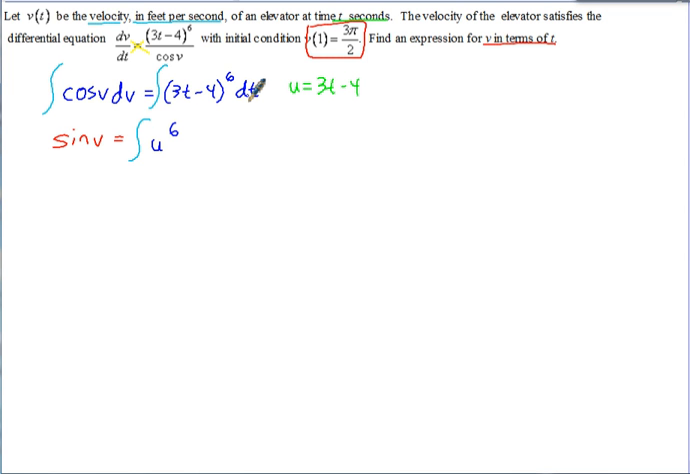But we still need to replace the dt with du, so the way we do that again is to take the derivative of what you said u equal to. So du dt, the derivative of 3t minus 4 is just 3, and then solve that for dt, multiply both sides by dt, which gives you du equals 3 dt, and then divide by 3, so dt equals du over 3. Let's substitute that right in here.